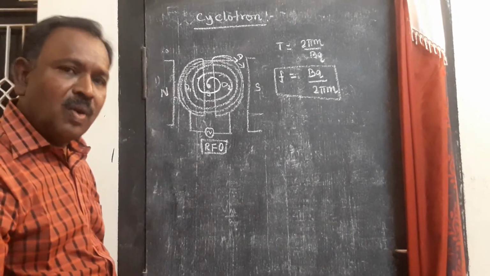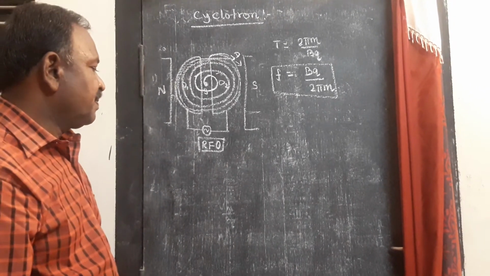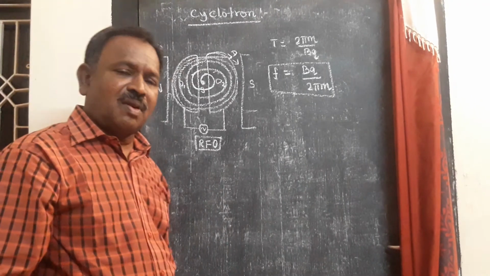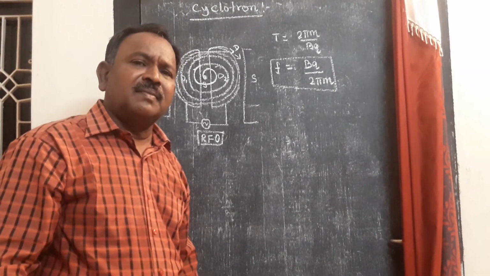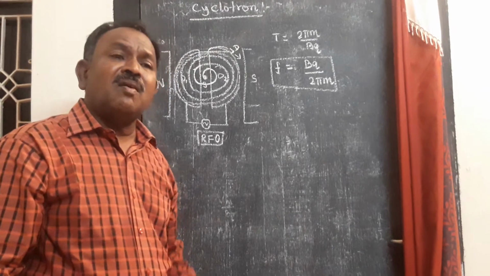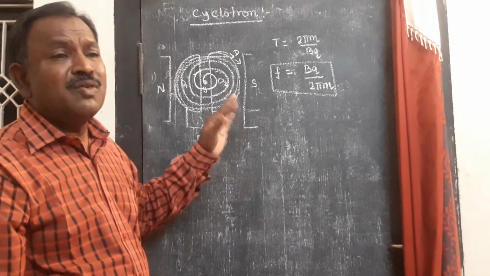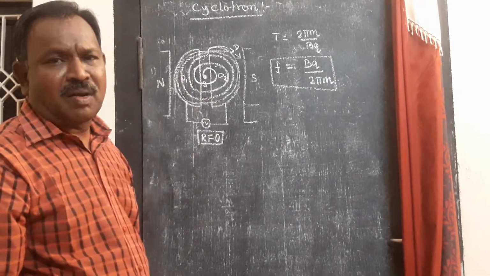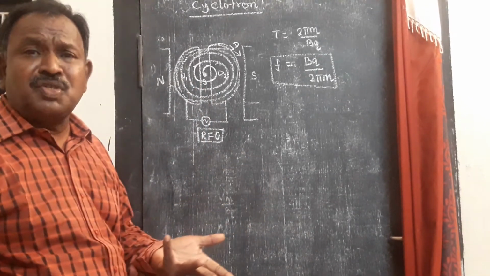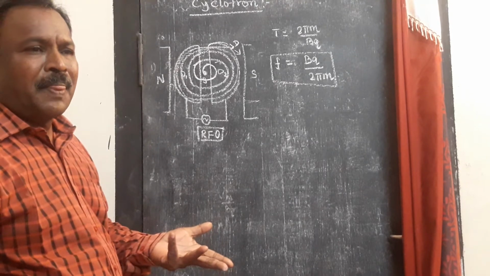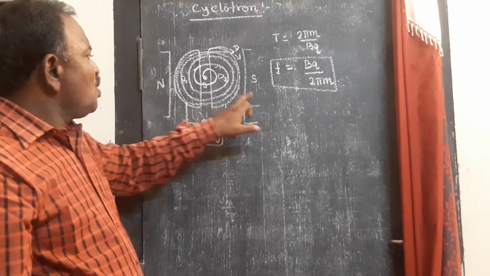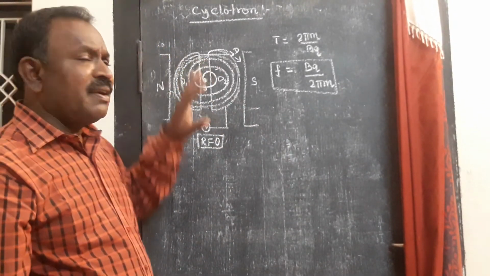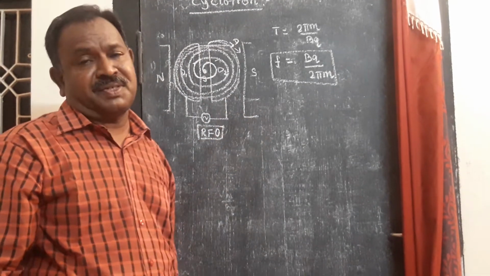Now let us see the limitations of the cyclotron. A cyclotron cannot accelerate a particle with no charge. So a neutron cannot be accelerated using a cyclotron because a neutron has no charge. Secondly, maintaining a uniform magnetic field over the entire region of the Ds is very difficult.